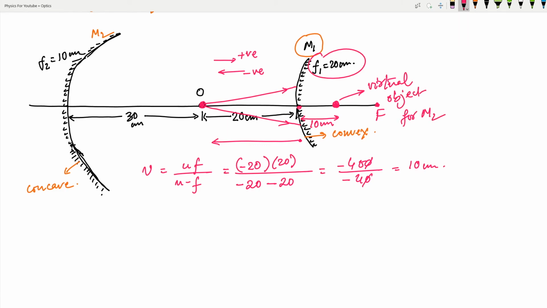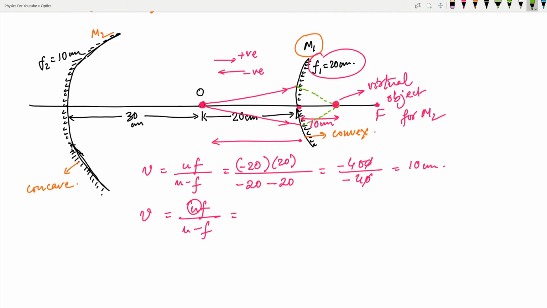Now if this is the virtual object and the second mirror is a spherical mirror, then in order to find the image location we need to use the mirror formula. So again we'll be using the mirror formula to find out V for M2. So V will be again UF divided by U minus F. Now U is the virtual object here.